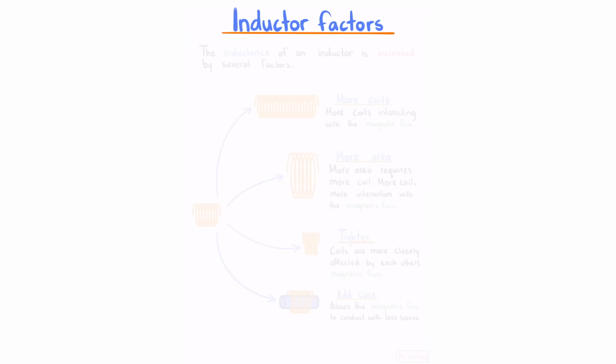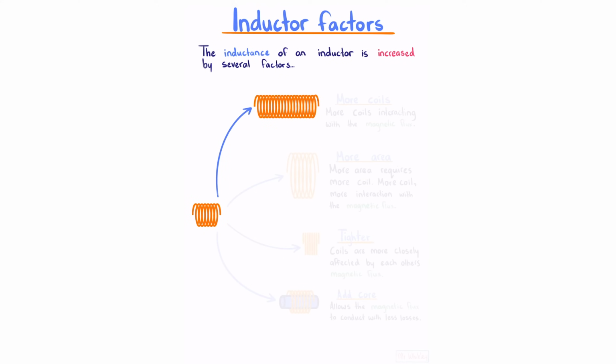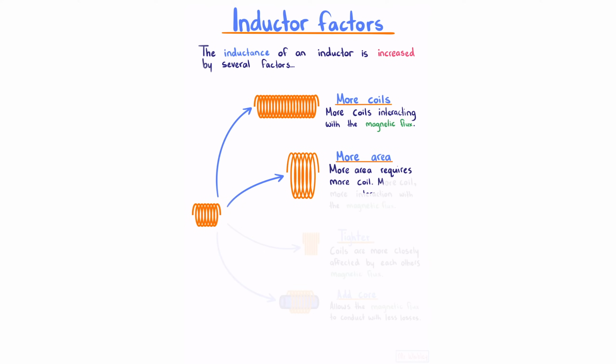Inductive factors. The inductance of an inductor is increased by several factors. Starting with our original inductor, the first thing we can do is to add more coils. This increases the inductance because there are more coils interacting with the magnetic flux. We could add more area. More area requires more coil, more interaction with the magnetic flux.